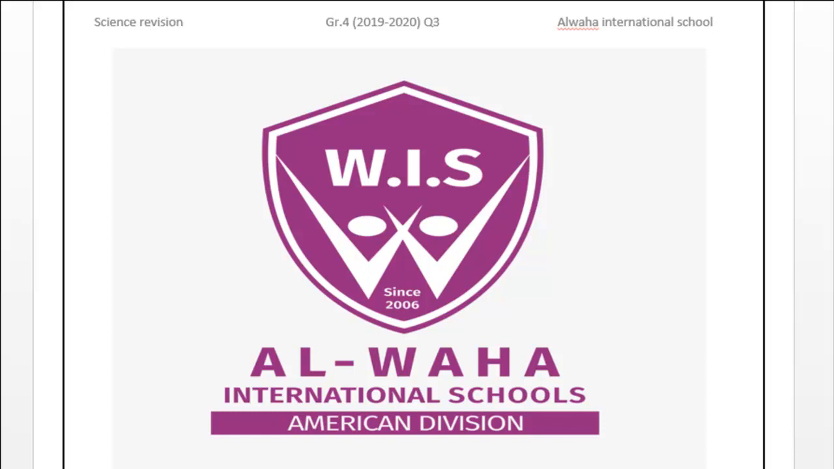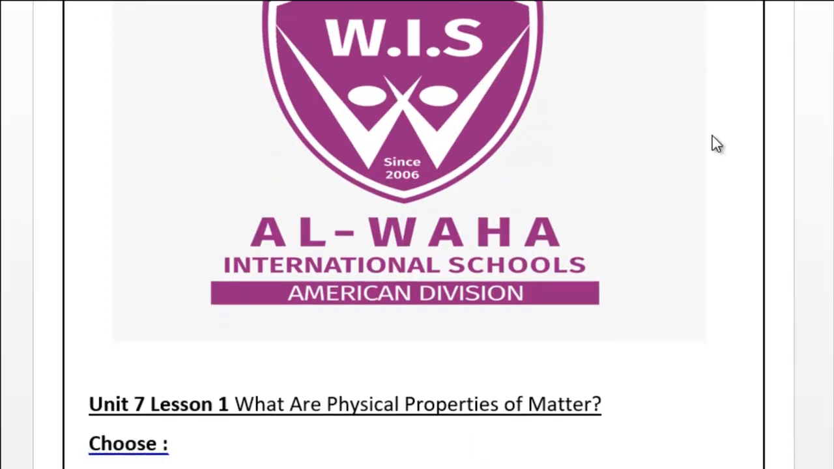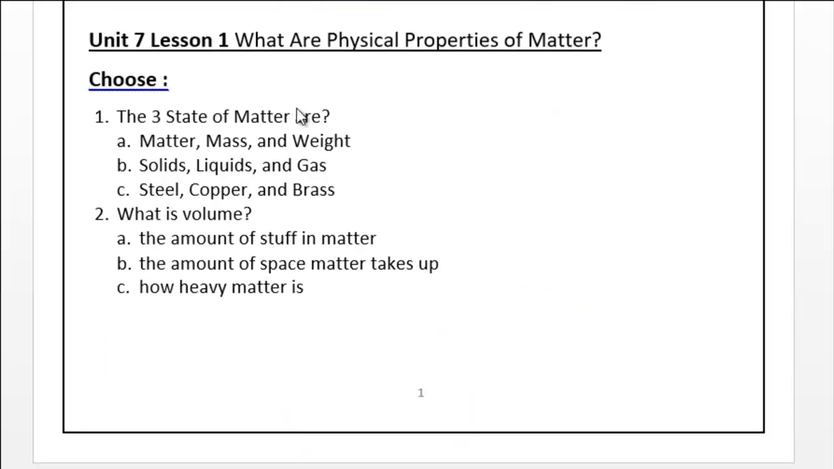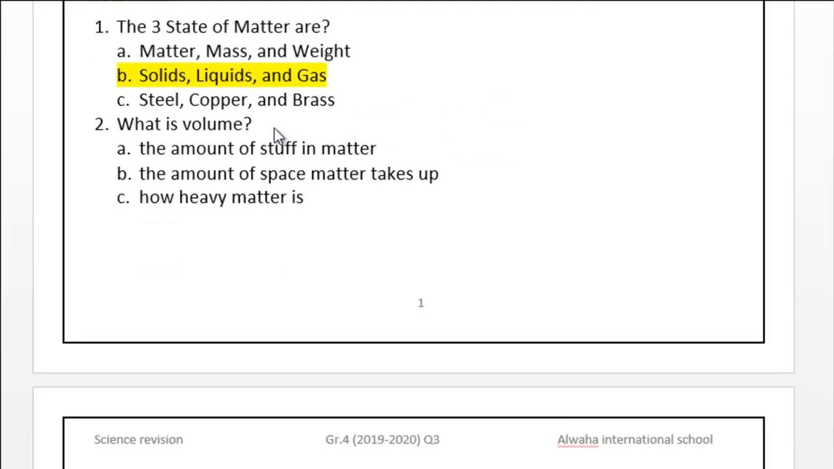Today we will start answering the revision sheet in this video. Let's start together. Unit 7 Lesson 1. What are physical properties of matter? The three states of matter are solid, liquid, and gas. The answer will be solid, liquid, and gas. What is volume? Yes, that's right. Volume is the amount of space matter takes up.